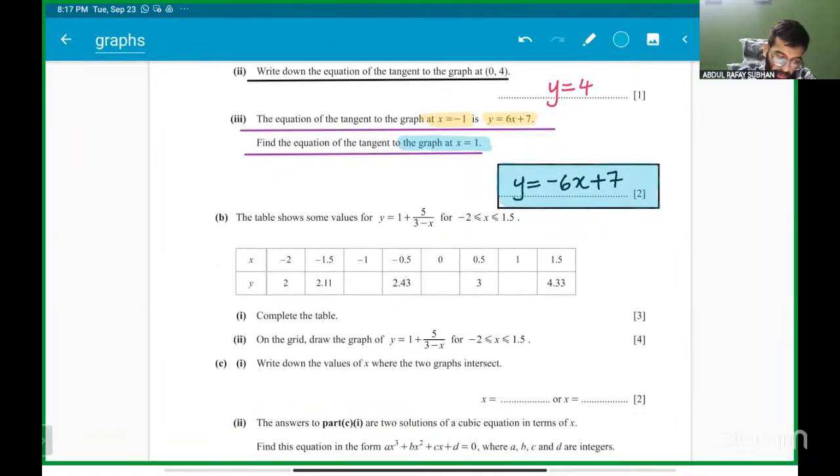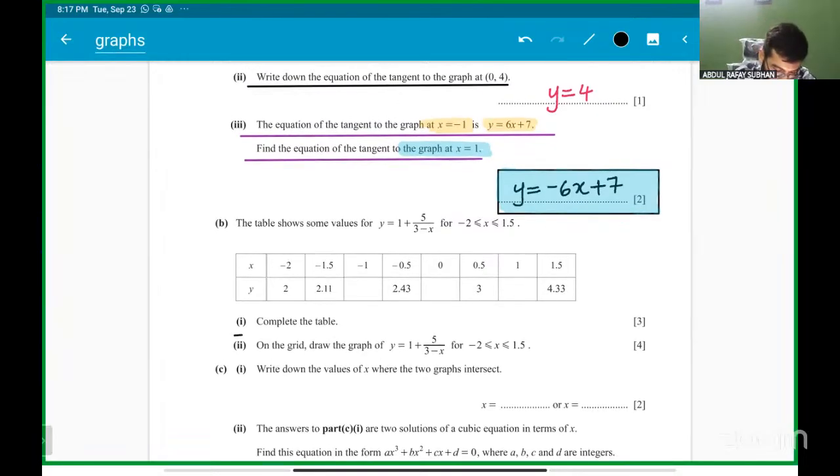After that, we have the table showing some values for y is equals to 1 + 5 divided by 3 - x, for -2 till 1.5. Any questions, any doubts? So we have to complete the table, sir. Let's complete the table. You have to substitute the values of x. So let's do this one: 1 + 5 divided by 3 - x.